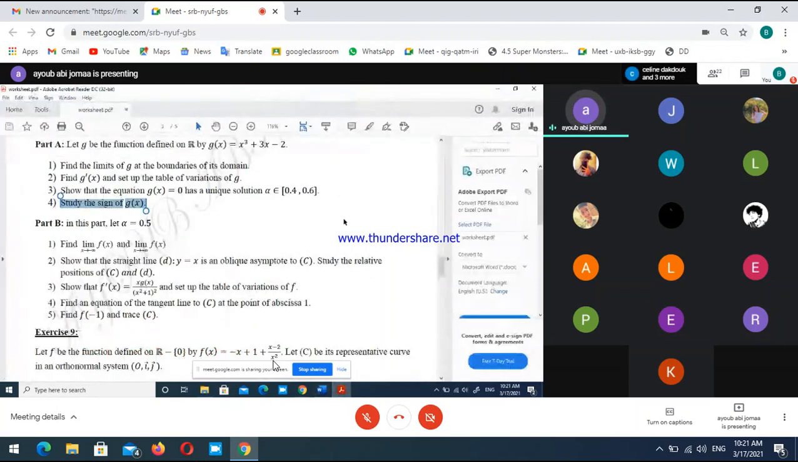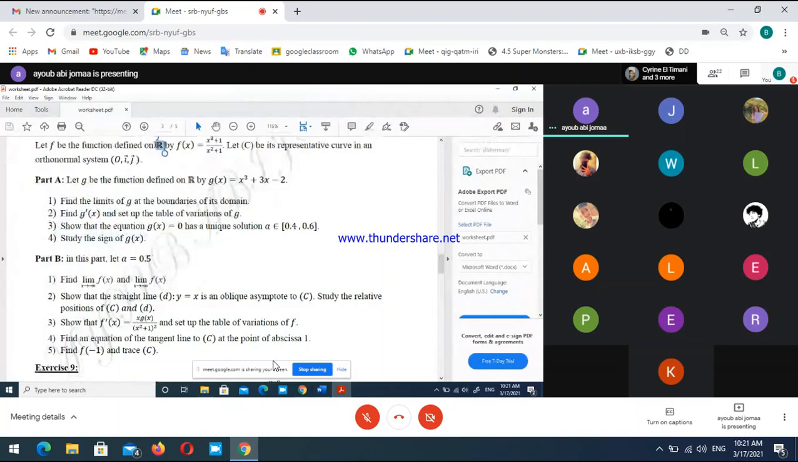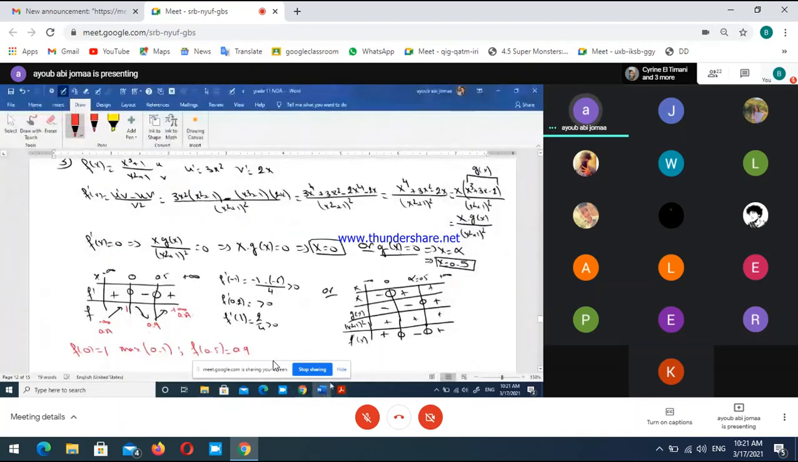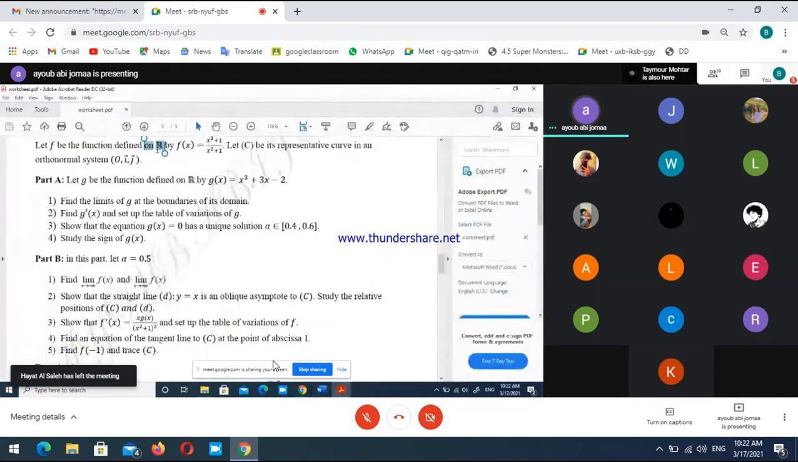Let f be the function defined on R. In the table of variations, why didn't we put 1 or negative 1 shaded? Now the domain of the function f is from negative infinity to positive infinity, defined on R. Why would I shade at negative 1? Negative 1 is in the domain.